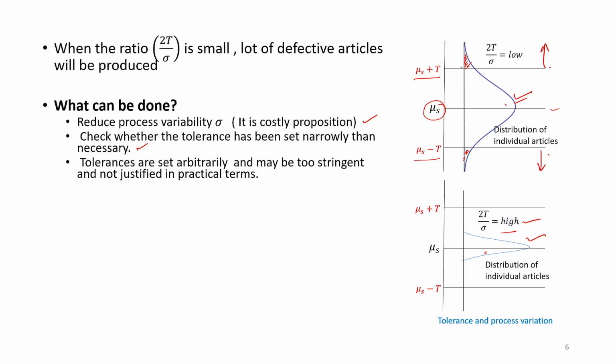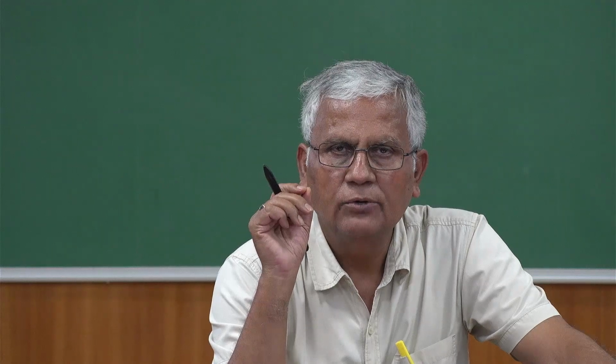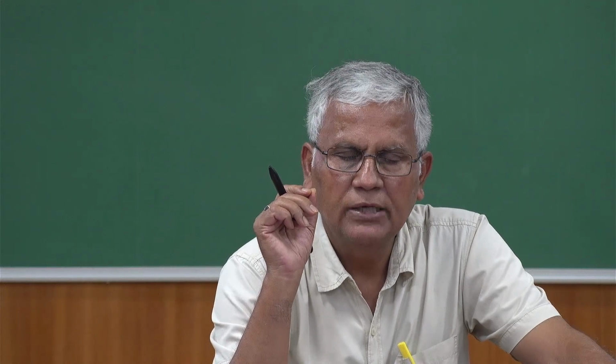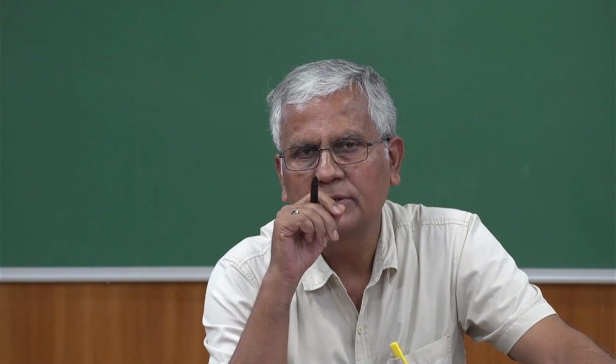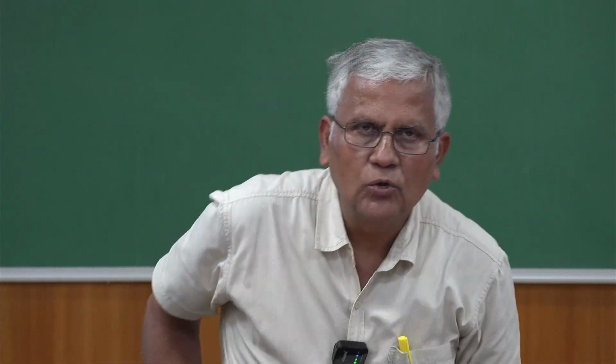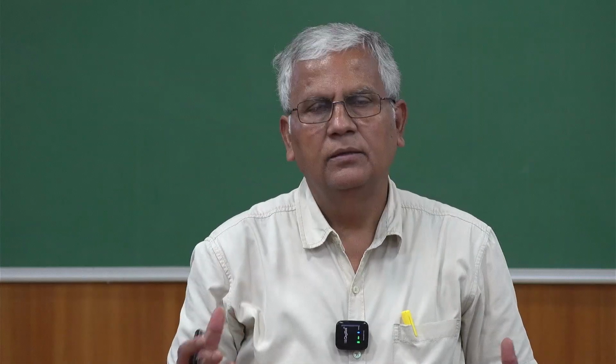Sometimes tolerances are set arbitrarily and may be too stringent and not justified in practical terms. These kinds of things may happen, that we are producing some count and we say the tolerance is just 0.5 tex. This is too stringent a tolerance. It is something almost very, very difficult to produce, or it can go beyond the capability of the process. We will never be able to produce it. So sometimes a tolerance that is too stringent has no practical sense.